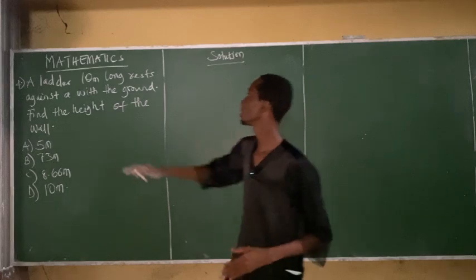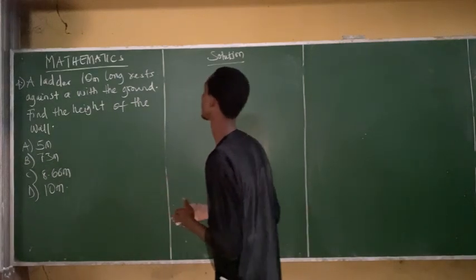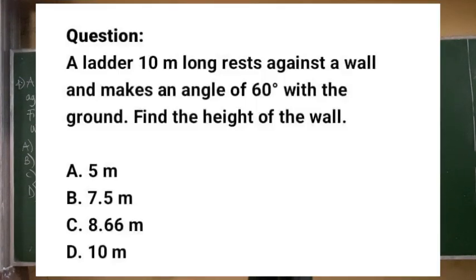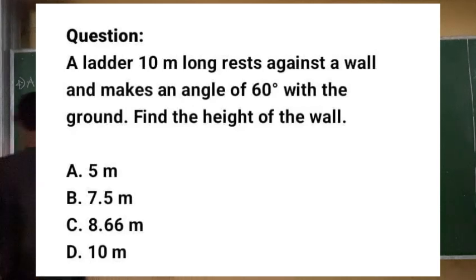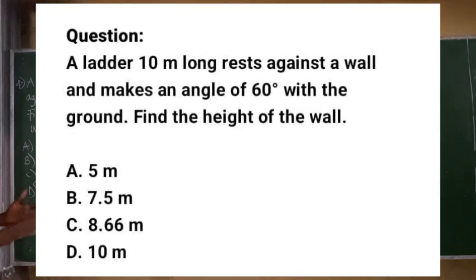Question 4 says, a ladder 10 meters long rests against a wall with the ground. Find the height of the wall. Option A, 5 meters. Option B, 7.5 meters. Option C, 8.866 meters. Option D, 10 meters.